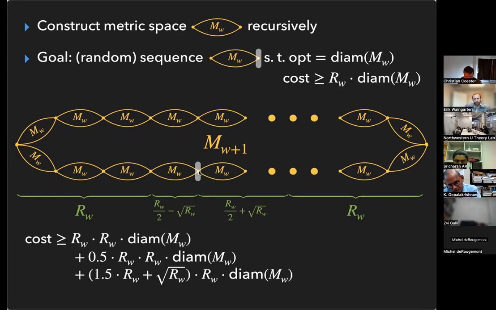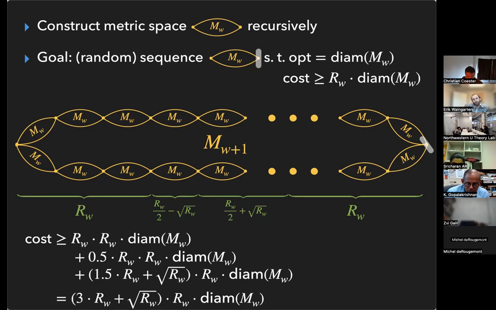So for this last stage, what is the cost? Well, in each copy, again, we have a cost of RW times the diameter. How many copies are there? Well, there are RW copies here, half RW plus square root RW copies here. So this is the new contribution of this last step. And yeah, this is the entire request sequence. And now we just need to analyze it.